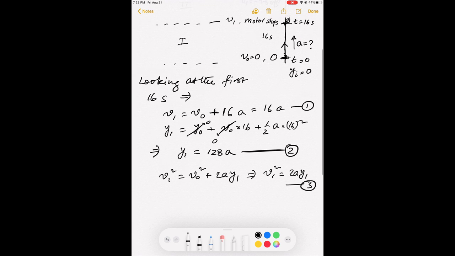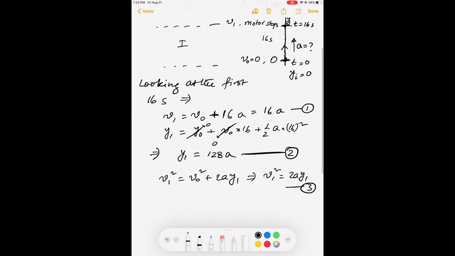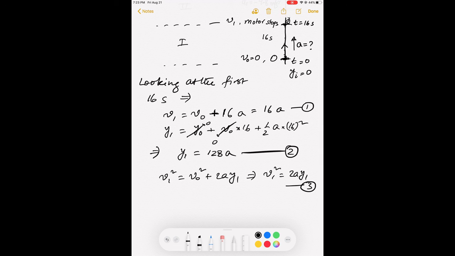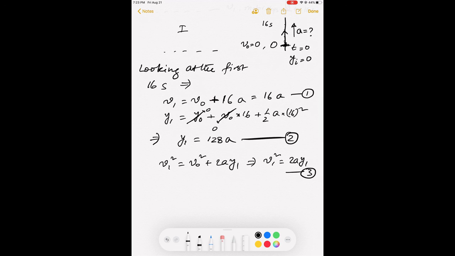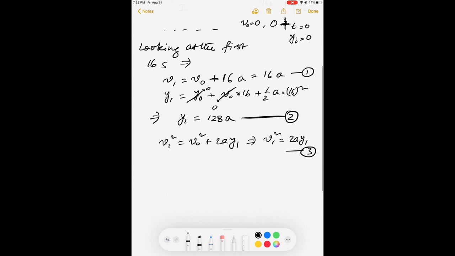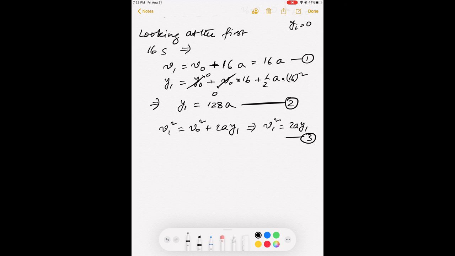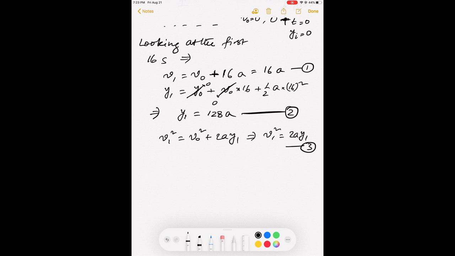But for now, if you were trying to solve for a, you would not be able to solve it by looking at equations number 1 and 2, and not even 3, because you have too many variables. You have v1 that's not known, a is your desired solution, and you also don't know y1. So it will not help if you try to solve these 3 equations in order to find a. You will run into roadblocks basically.